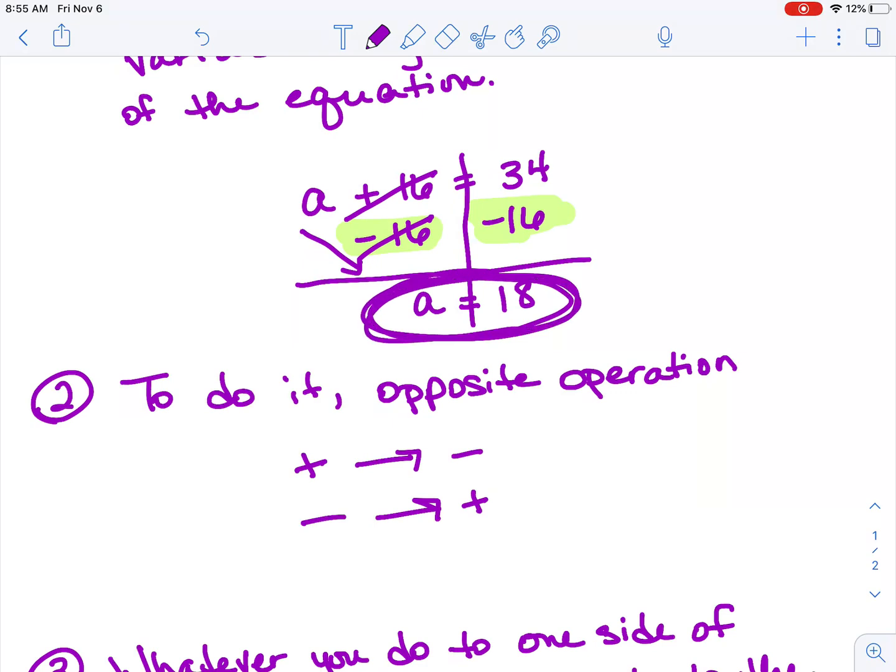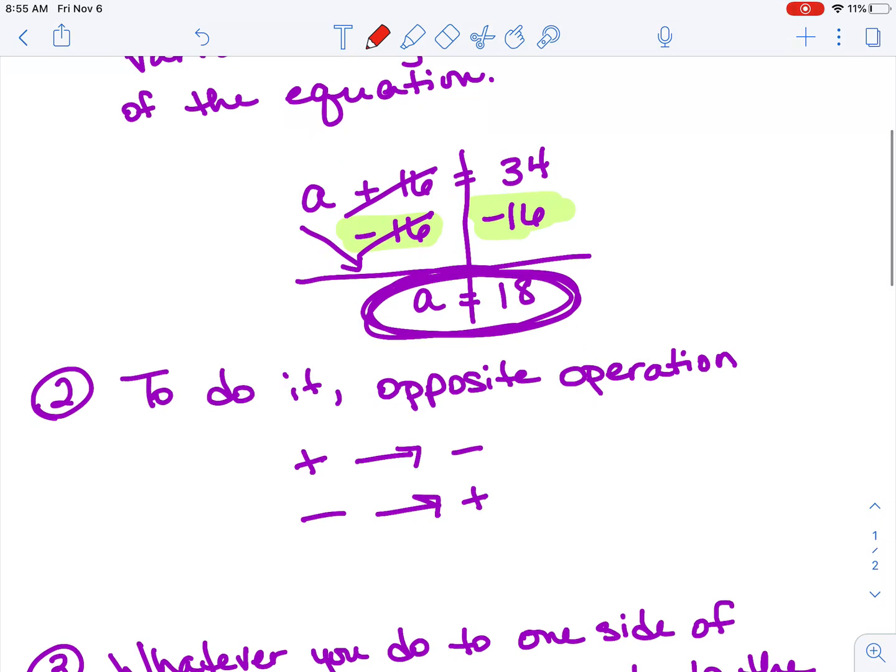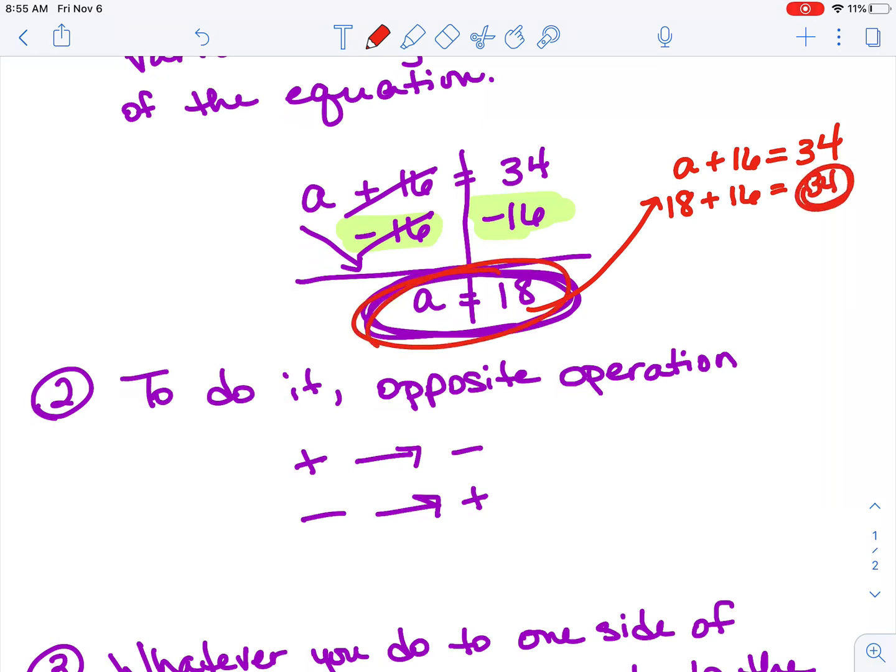Now guys, there's never a reason to get one of these incorrect because you can always check yourself. Go back to the original problem. A plus 16 equals 34. We said A was 18. Put that in for A. Now, put in your calculator 18 plus 16. You should get 34. If you do, then you know this answer for A is correct.